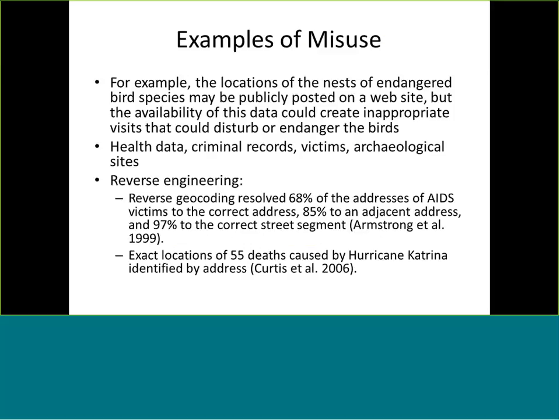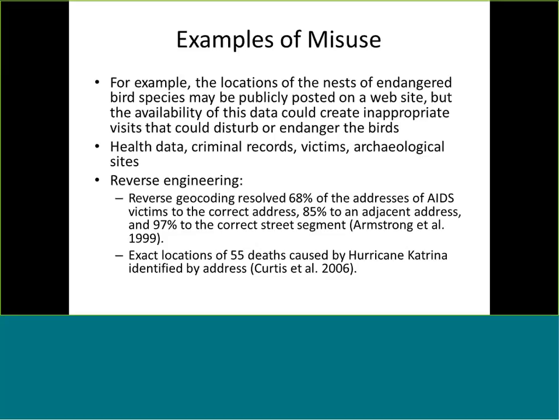So let's give some examples of potential misuse. Let's say we have the locations of nests of endangered bird species. We wish to publicly post those on a website. iNaturalist.org is a public domain website that allows you to post photographs of animals. But the availability of this data is going to create, let's just call them, inappropriate visits. They could be people just simply wanting to see the birds, but in doing so they could disturb or endanger the birds in some way. And then we could have malicious intent. For example, we could have people looking to capture the birds or kill them.